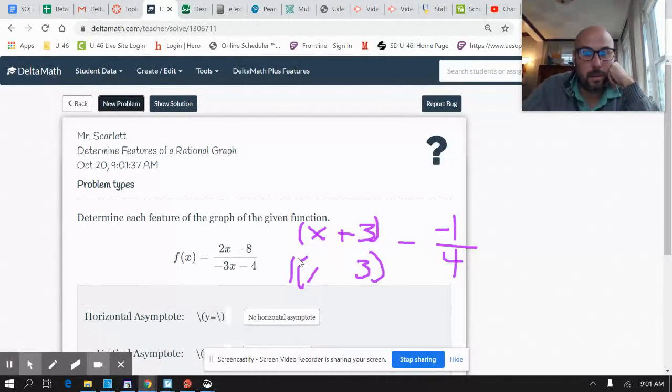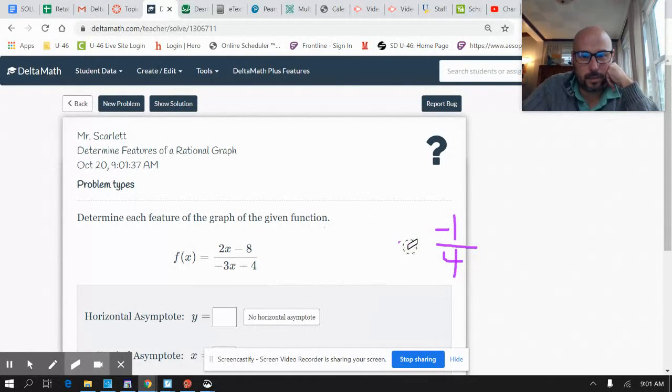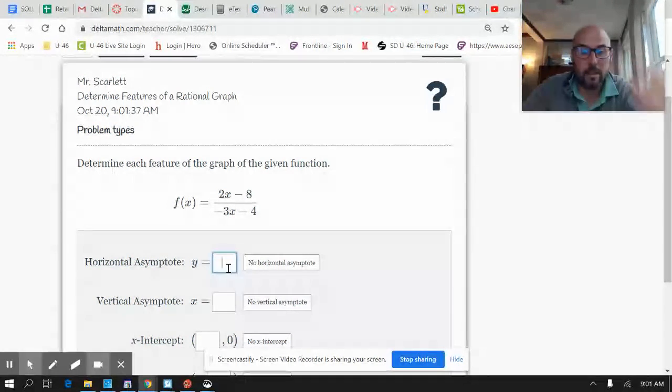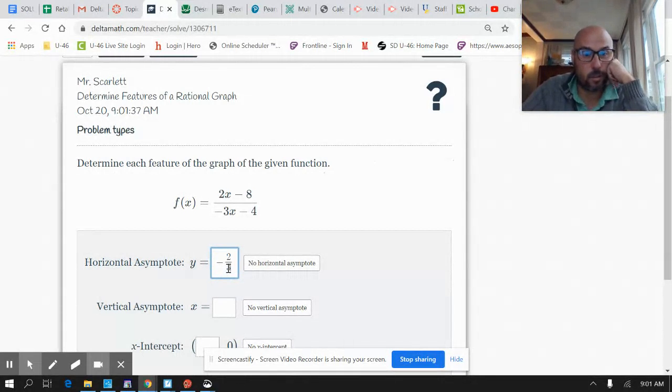Let's try another one. Okay, this one. I'm going to pause the next time I do that so you don't have to see me do that nonsense. Horizontal asymptote. Again, the degrees are the same. First degree, so you divide the leading coefficients, -2/3. Horizontal asymptote. Vertical asymptote. Well, let's not be too hasty here.